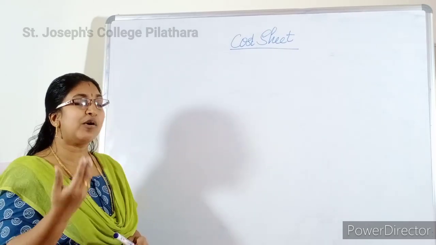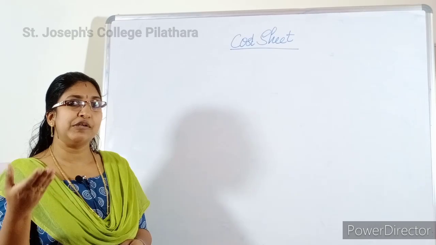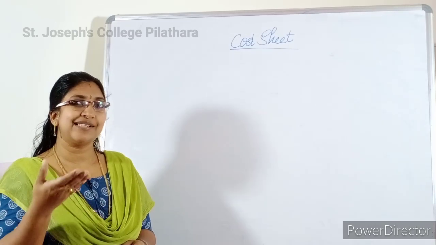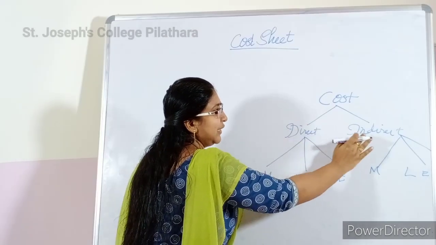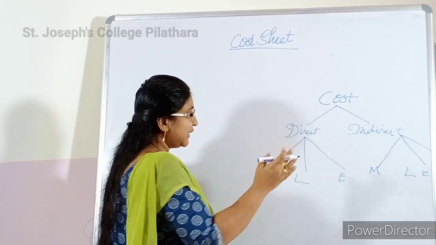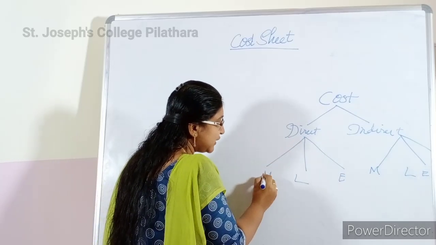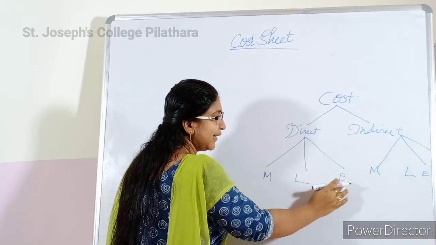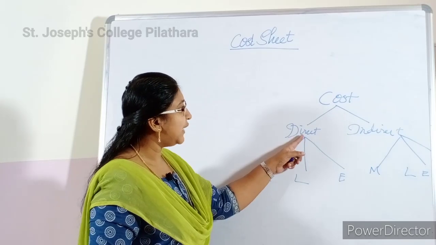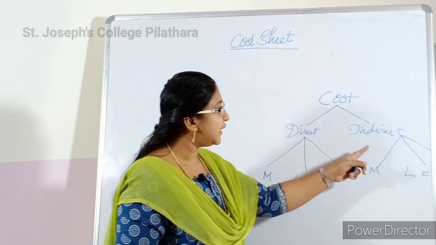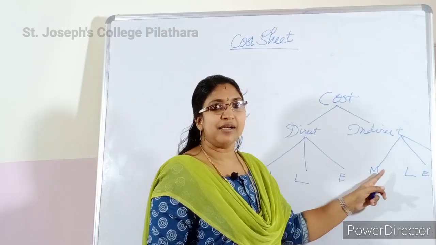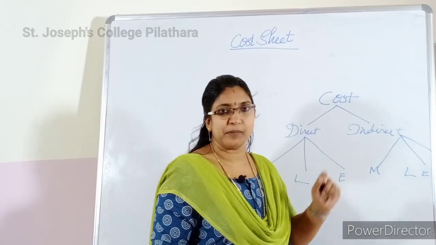I told earlier, cost sheet is the composition of different elements of cost. These elements of cost we already discussed. So the cost can be structured in indirect and direct way depending upon the nature. The main inclusion is material, labor, expenses. So there will be direct material, direct labor, direct expenses. Similarly, there will be indirect material, indirect labor and indirect expenses.